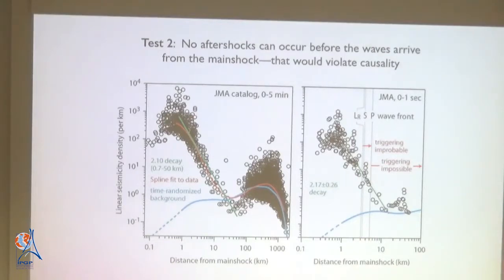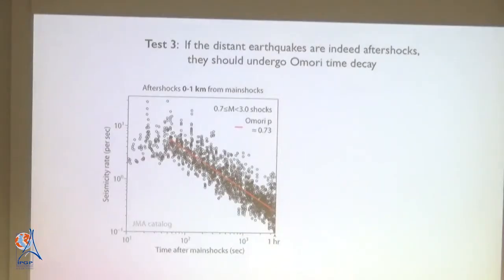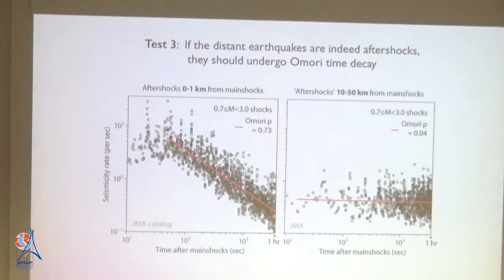Okay, one more. The only observable feature of aftershocks that distinguishes them from main shocks is the fact that they have an Omori decay. Their frequency decays with time. That's the only thing that we really can establish as unique about aftershocks. If we look at the earthquakes within a kilometer, all within the static range, they show an Omori decay. If you look at earthquakes more than 10 kilometers away, well outside the static range, flat as a pancake, no Omori decay. So they're wrong. It can't be right. These little earthquakes, at least this experiment, is not demonstrating dynamic triggering.